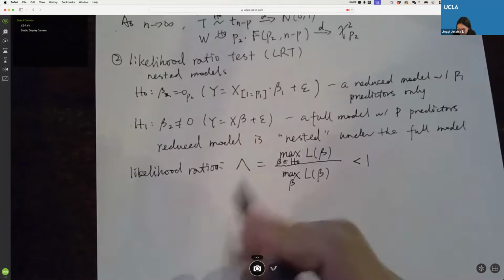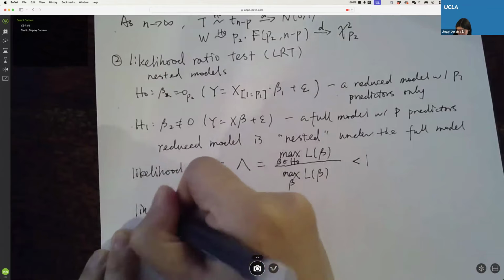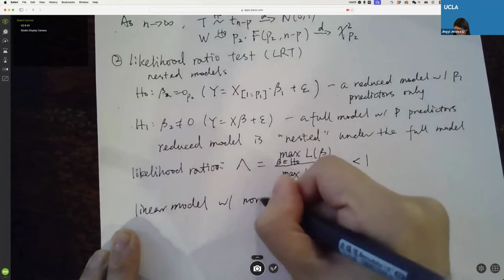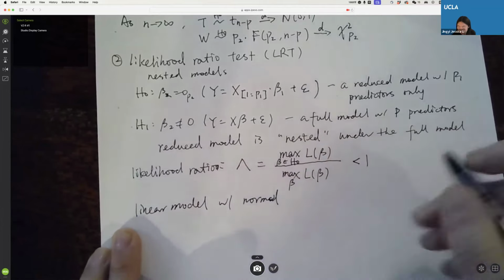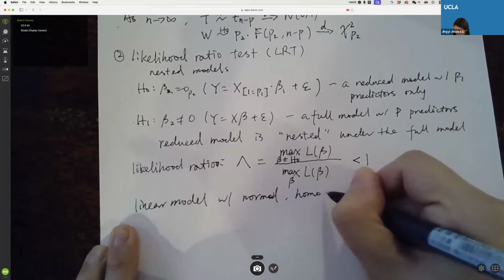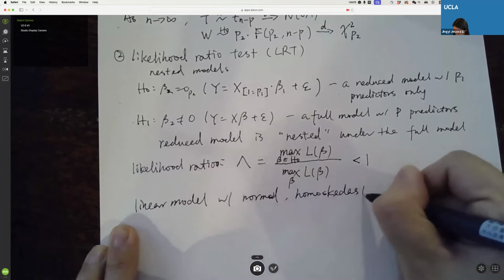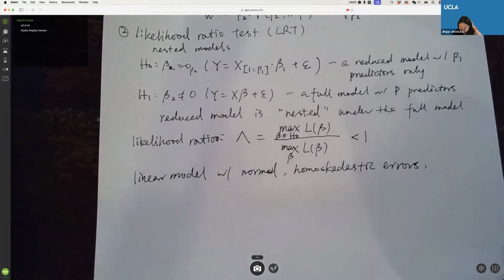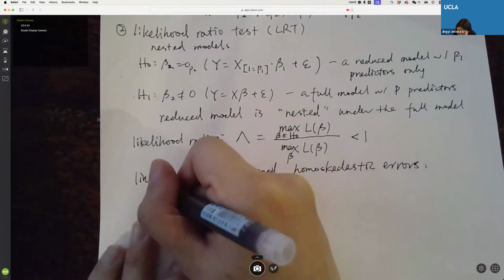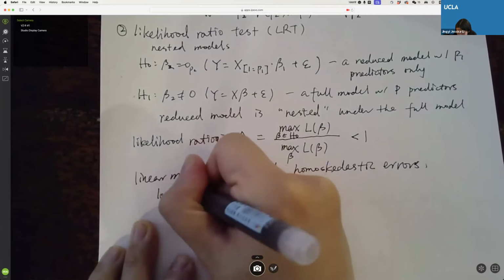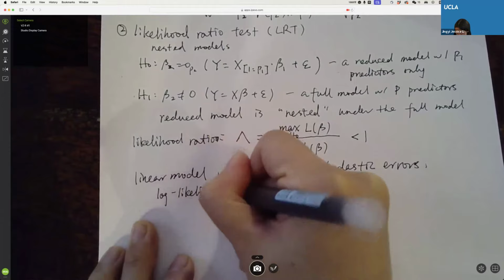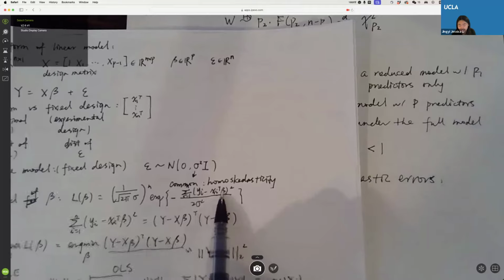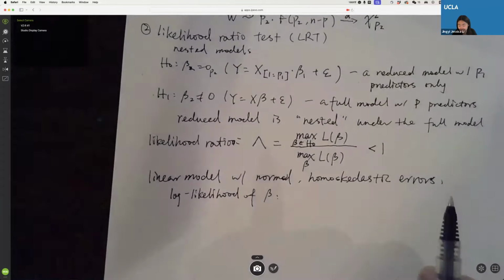So basically, in the linear model case, in the linear model with normal and homoscedastic errors, in that simpler setting, we actually have this log likelihood of beta. We just keep the term, this only term related to beta, because sigma square is not the parameter of interest for now.